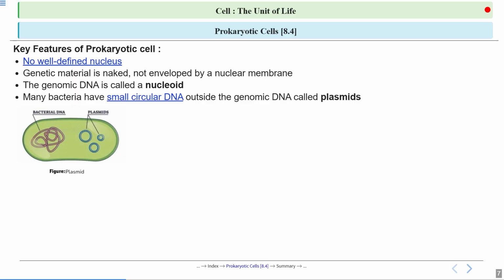So these were the plasmids. You can see this is an image showing you plasmids. This is the bacterial genomic DNA, and then you can see these are the plasmids. They are circular, double stranded, and small. Clear? And they also consist of some selectable marker genes such as antibiotic resistance. Now let's move on.